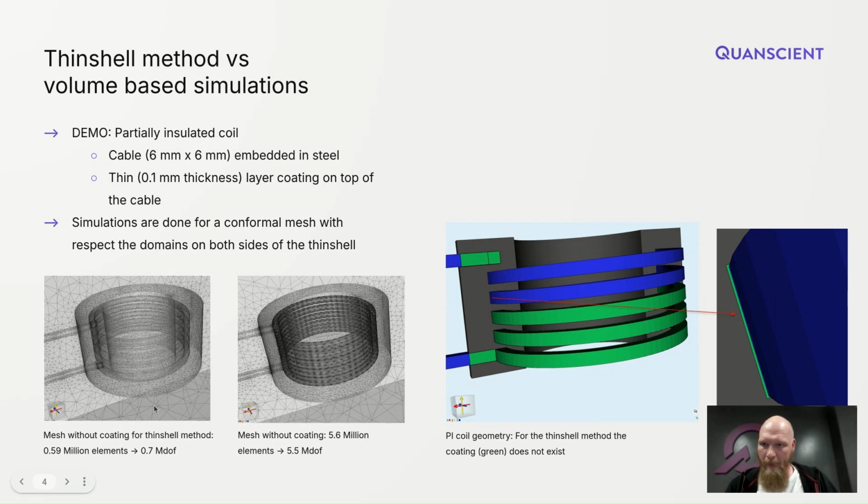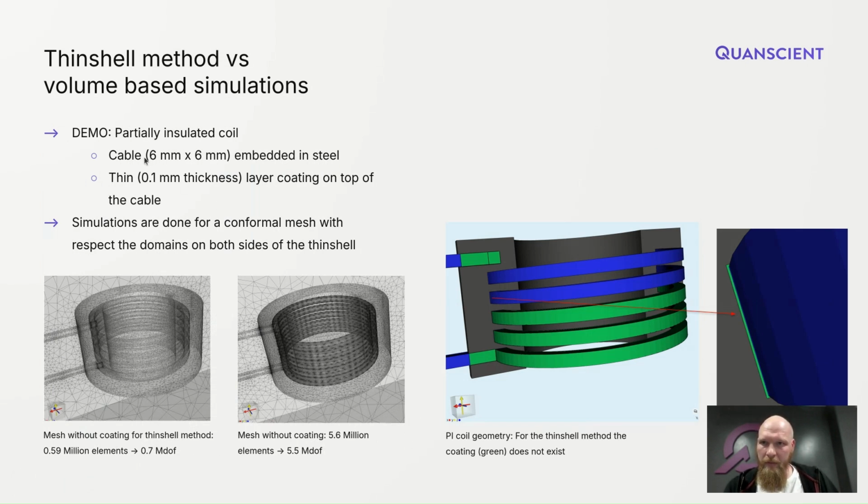For example, in this case, with this mesh we had 5.6 million elements in the volume-based mesh, and for the Thinshell mesh only 0.59 million elements. And when solving the problem, it resulted in 0.7 million unknowns for the Thinshell method, whereas we had 5.5 million unknowns for the volume-based approach.